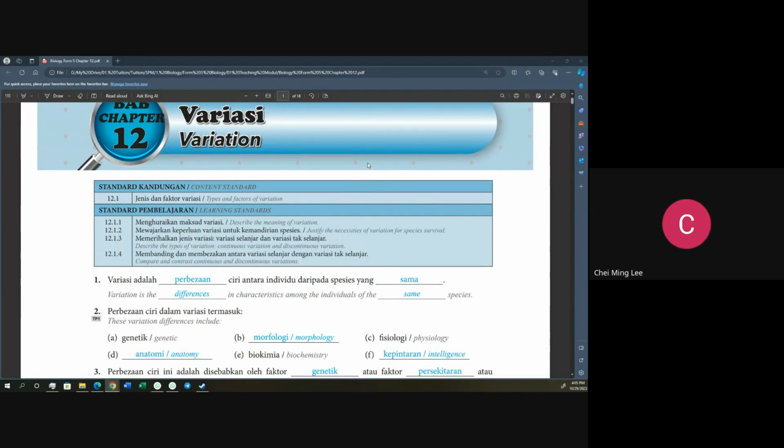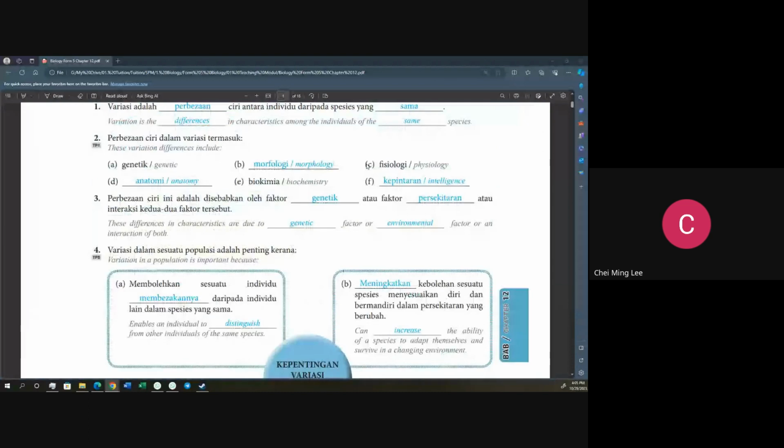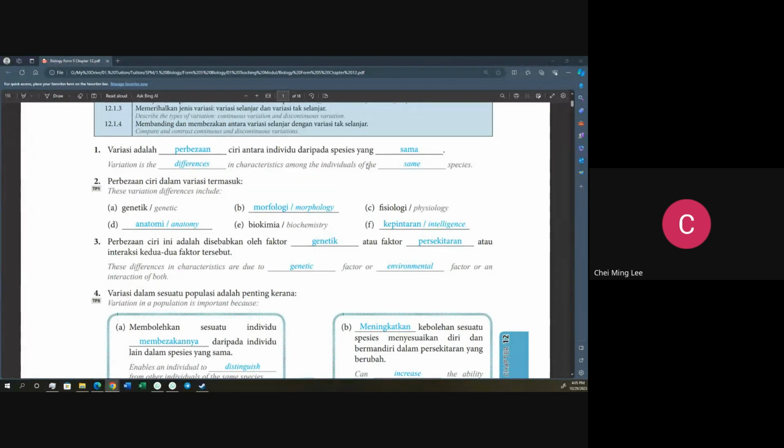Right. So let's see what is variation. Wait, let me put on my glasses. Okay, so variation is the difference in characteristics among the individuals of the same species.